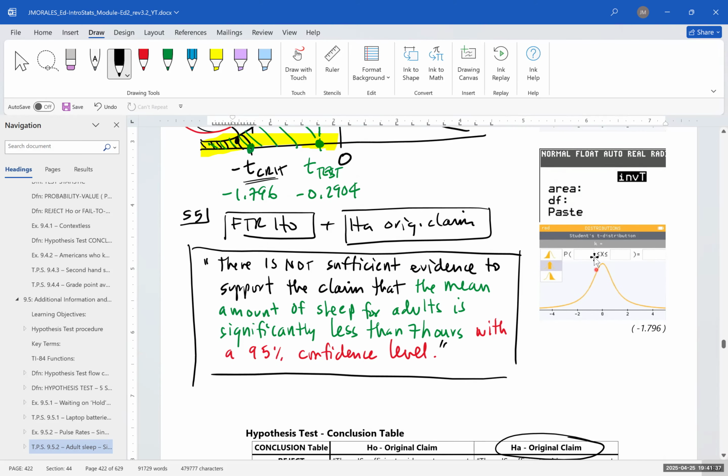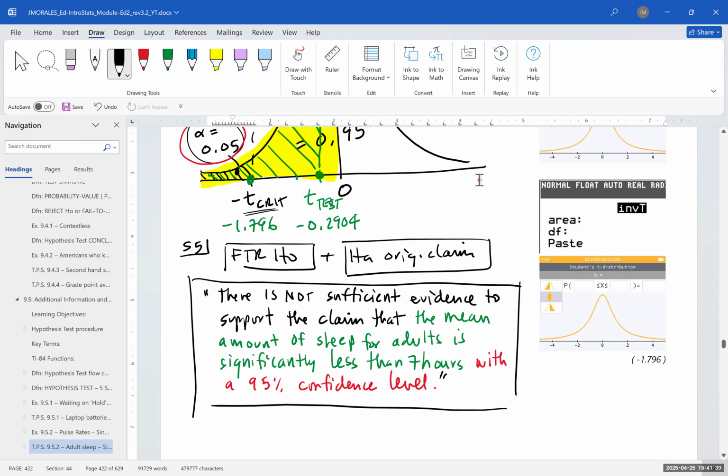Last thing I want to do is, I almost kind of forgot, but I do like to put in the values here for the calculator screenshots to help you. Area to the left of 0.05. Okay, yeah, and that would give us a t critical value of negative 1.796.